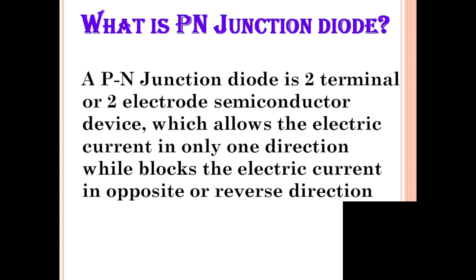So a PN junction diode is nothing but a two-terminal device, otherwise called a two-electrode semiconductor device, which allows the electric current in only one direction. It consists of two terminals, positive and negative, otherwise called anode and cathode. It allows the electric current in only one direction, while it blocks the electric current in the opposite or reverse direction.